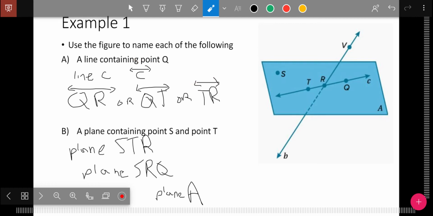Now we have to name a plane containing points S and T. So S and T are on this big blue plane here. One way you can name it is with the letter in the corner, plane A. Otherwise you can use 3 letters. STR would work. SRQ would work. Hopefully you know why TRQ would not work, because we want to avoid them being on the same line. And I cannot use V.